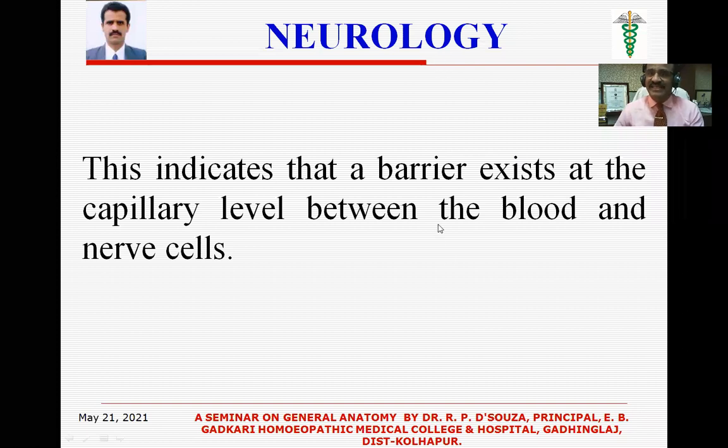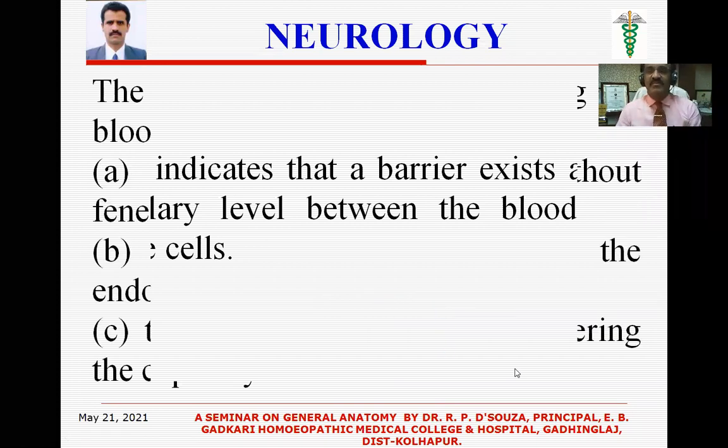So where exactly is this blood-brain barrier located? It is located between the blood capillaries and the nerve cell. So there is a layer there, and that layer is called the blood-brain barrier.